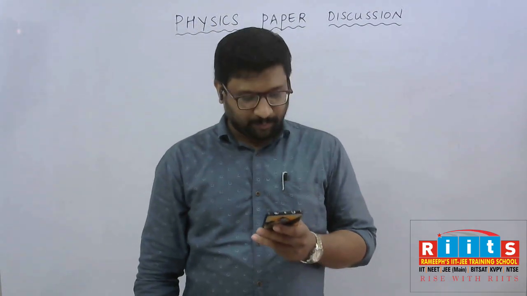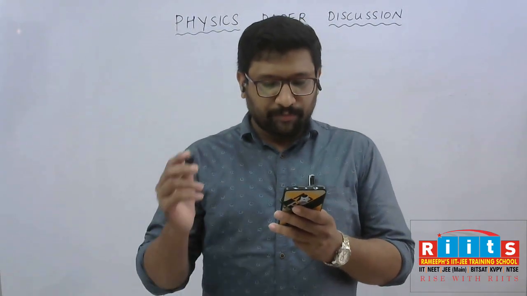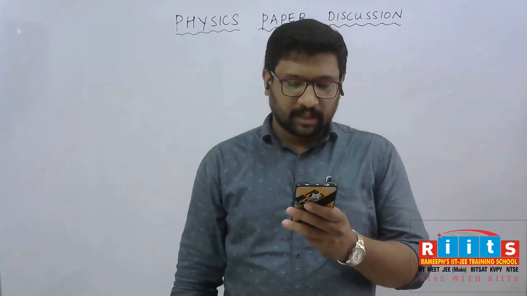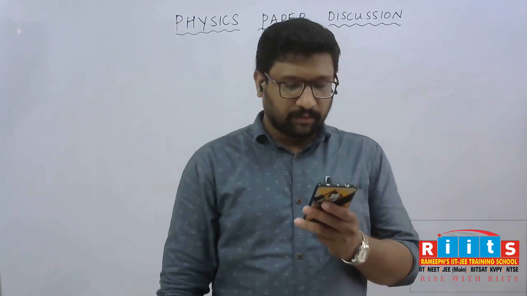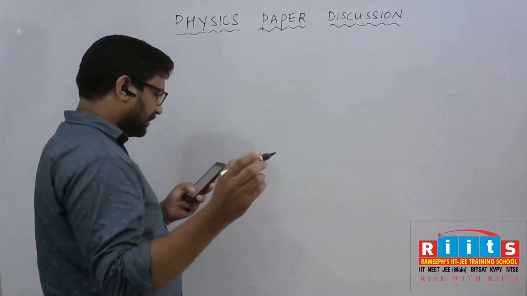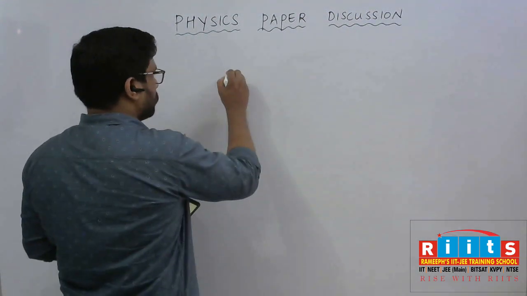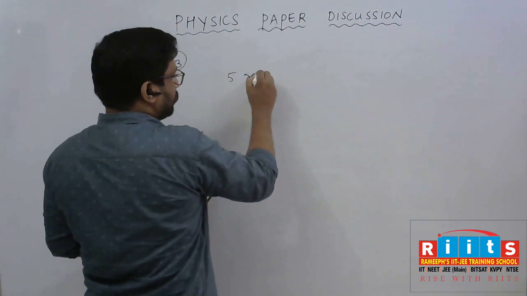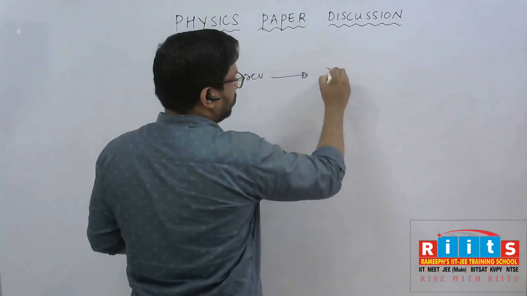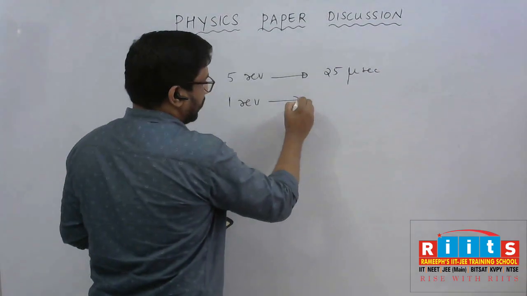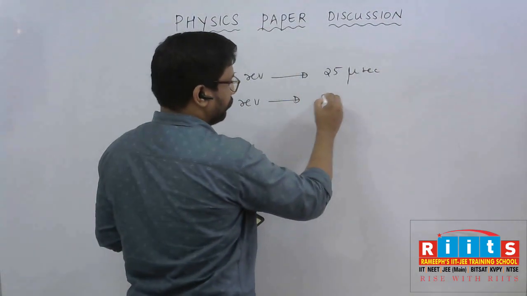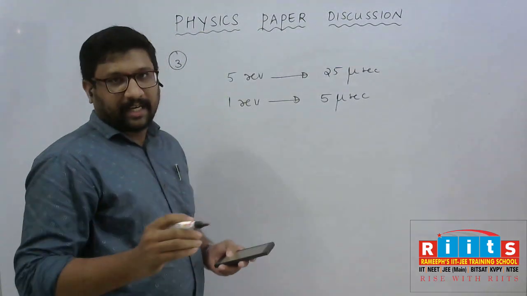Next, question number 3. A proton and an alpha particle enter a uniform magnetic field perpendicularly with the same speed. If the proton takes 25 microseconds to make 5 revolutions, then the periodic time for the alpha particle would be. The proton's data is given for 5 revolutions. For 5 revolutions it is taking 25 microseconds. So for one revolution, 25 by 5, 5 microseconds is the time of revolution.